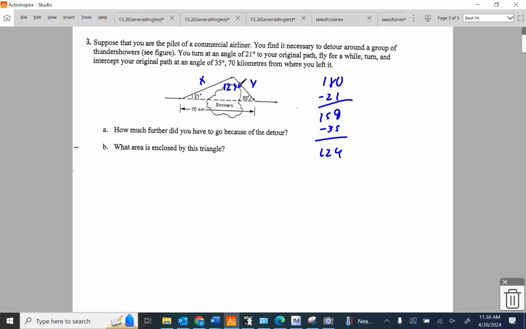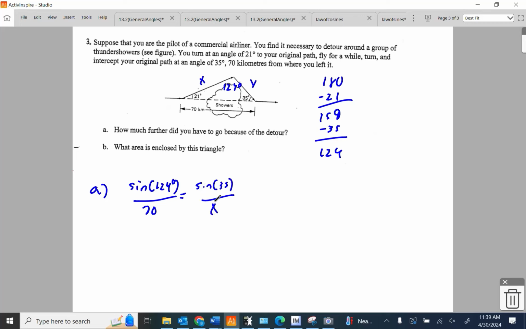You need that angle right there because you need an angle side pair. To use law of sines, you have to have an angle and an opposite side. So I'm going to do part A here. I know that the sine of 124 degrees must compare to 70 kilometers as, and now I'm going to solve for x, as the sine of 35 compares to x.